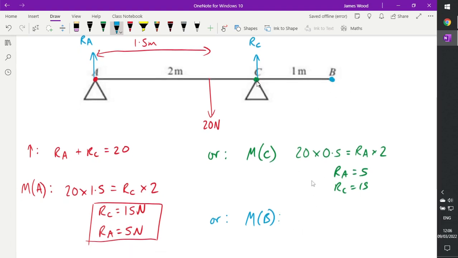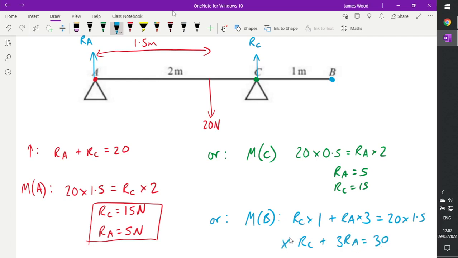So we would have RC times 1 meter. That's providing a clockwise moment. We would also have RA, that's making it do a clockwise moment as well. So we'd have plus RA times the distance of 3. That would be equal and opposite to this force, which is making it go the other way. So that'd be 20 times the distance, which is 1.5. Now this one's not quite as easy to solve because I'd end up with RC plus 3RA equals 30.